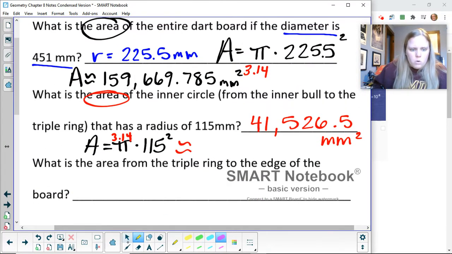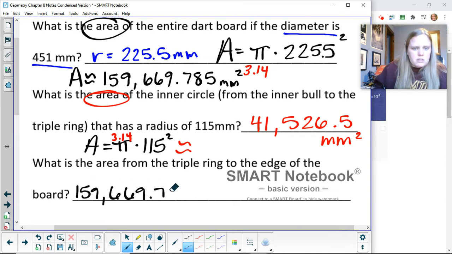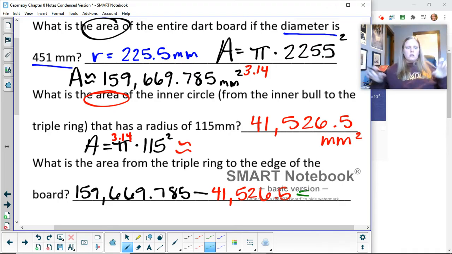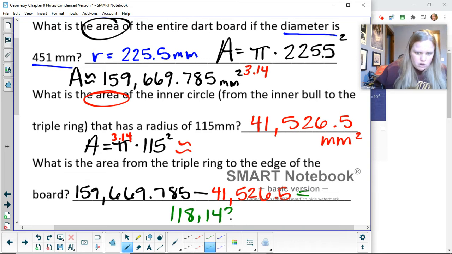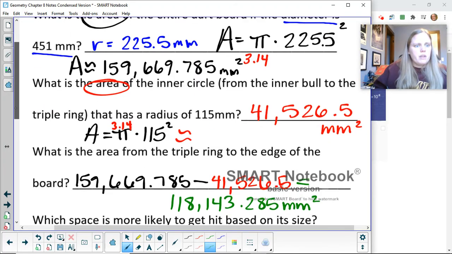So I'm going to take the whole area, 159,669.785, and I'm going to take out that inner circle, 41,526.5, and that's going to get me that outer ring from the triple ring to the edge. Okay, 159,669.785 minus 41,526.5. And I get an area of 118,143.285 millimeters squared. All right.